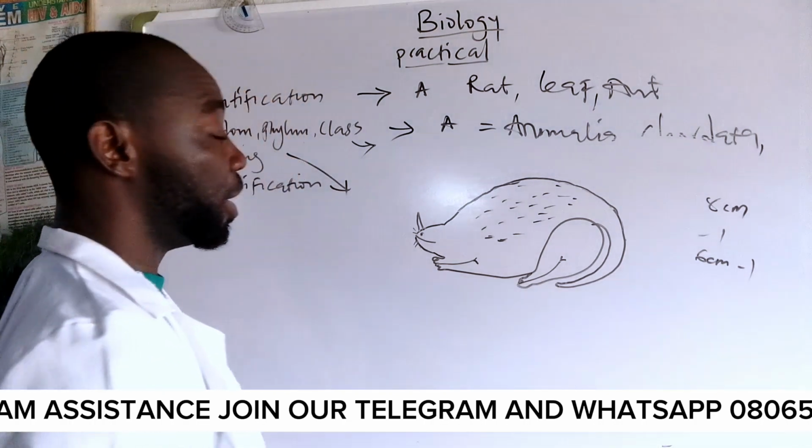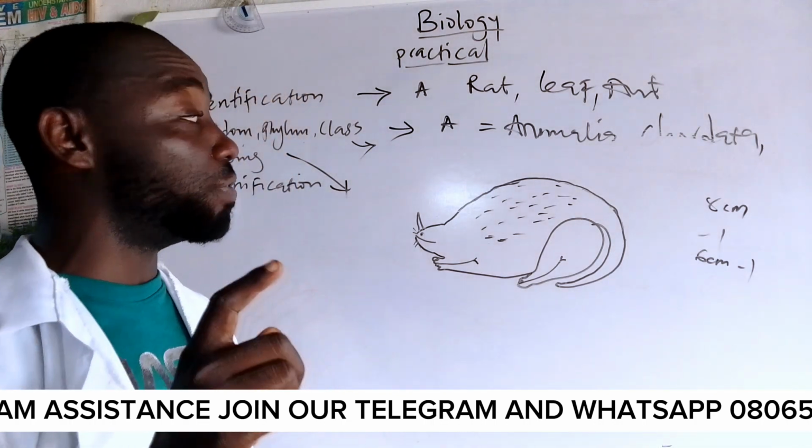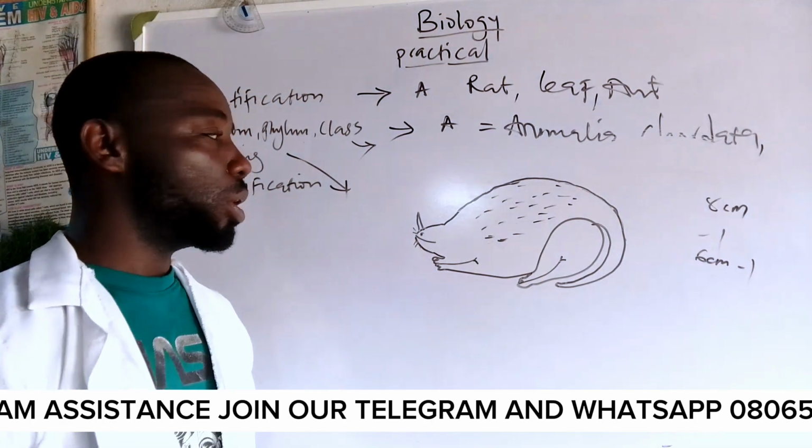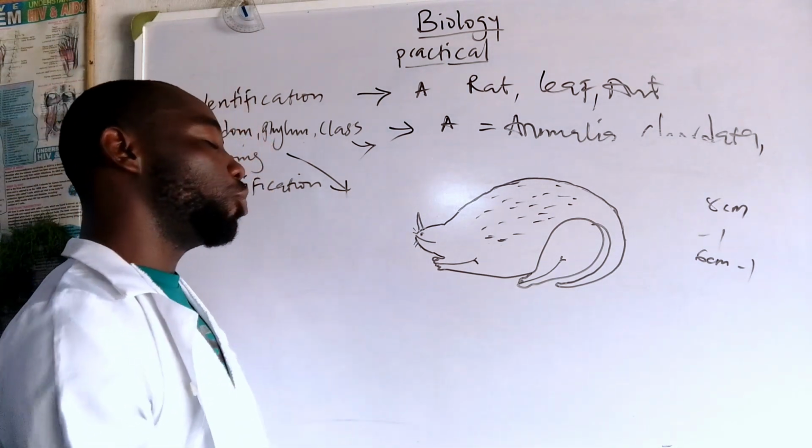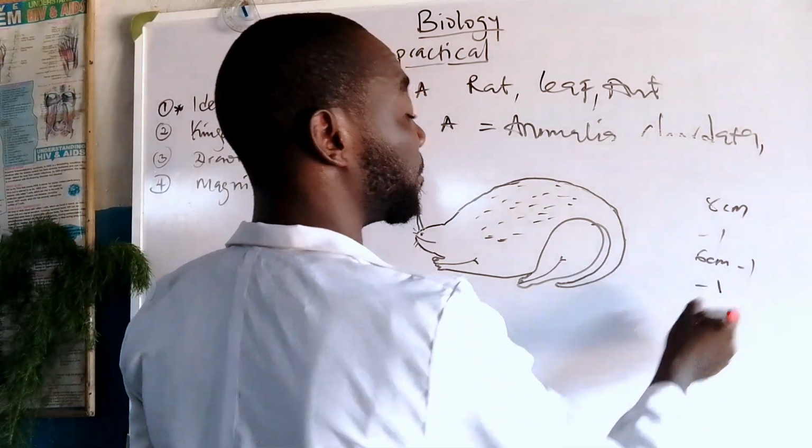Now, another thing here now is your labeling. Your labeling is very, very important. If you are unable to label accurately, it means that you are losing one mark.